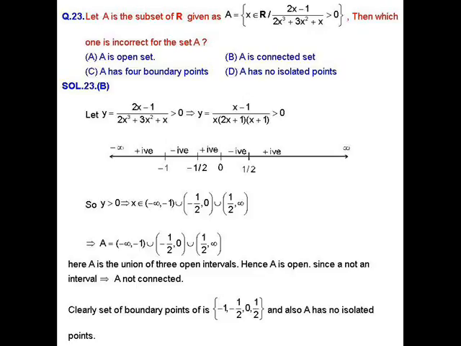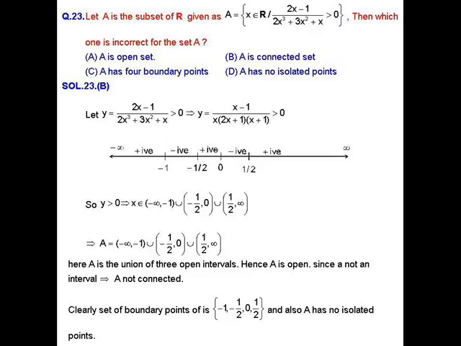In option A we have that A is an open set. Clearly A is open because A is the union of 3 open intervals, that is, 3 open sets. So A is an open set. Now option B says set A is connected. No, it is incorrect, because if A is connected, then A must be an interval, and here A is the union of 3 intervals, so A is not connected. So option B is incorrect.